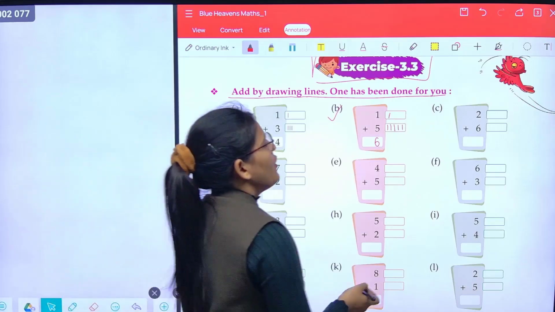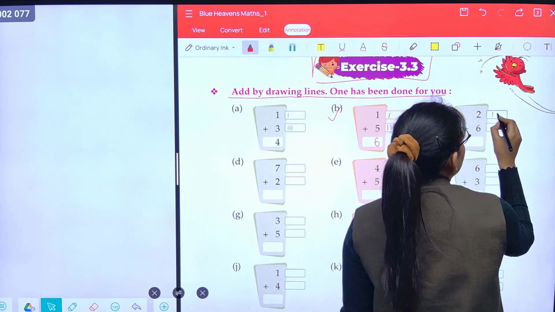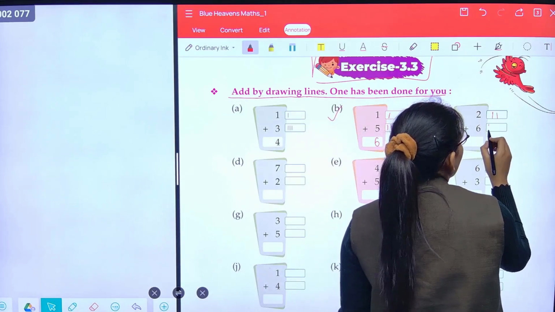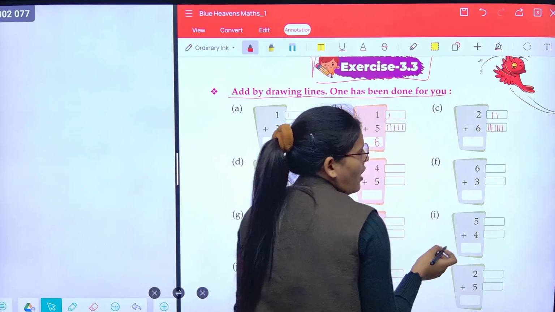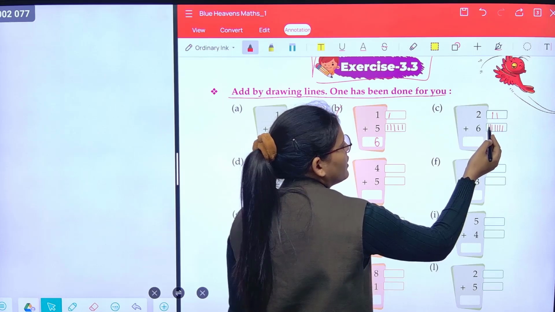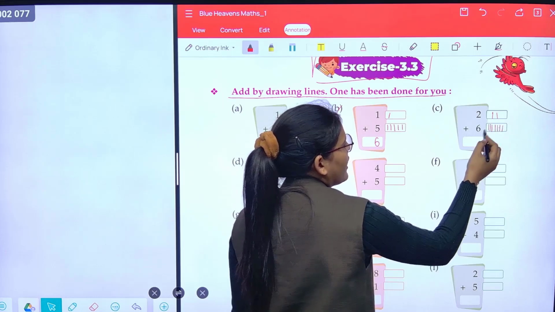Understand? Now here is 2, draw 2 standing lines. Now 6, 1 2 3 4 5 6 7. Now count them, 1 2 3 4 5 6 7 8 9.